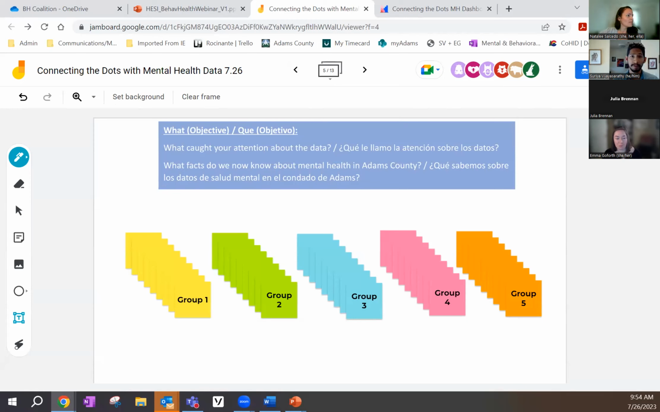Perfect. Thanks, Natalie. Thanks for that reminder too. Okay, so in your small groups, you're going to be using this Jamboard. Everyone's going to be using the same Jamboard, but we have already pre-populated sticky notes for everyone.